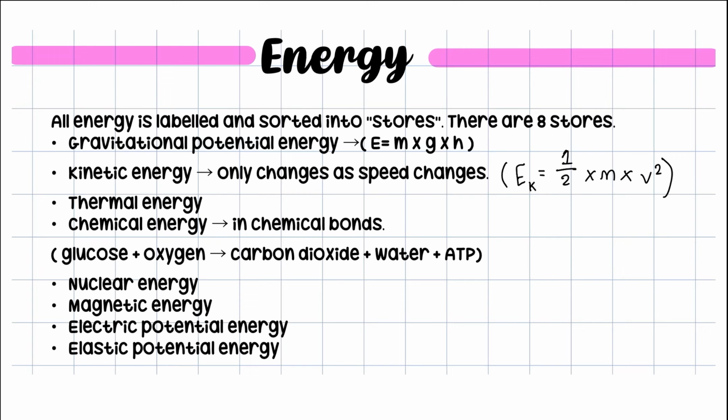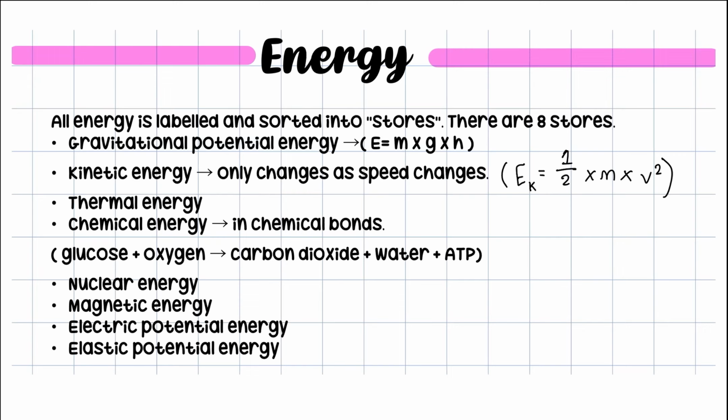So for kinetic energy, you need to know that an object only gains kinetic energy when there's a change in its speed. So here's the equation for it. Kinetic energy equals half mv squared. So m is the mass of the object and v squared is the velocity of the object squared. Remember, velocity includes direction as well as the magnitude, so it's not just the speed.